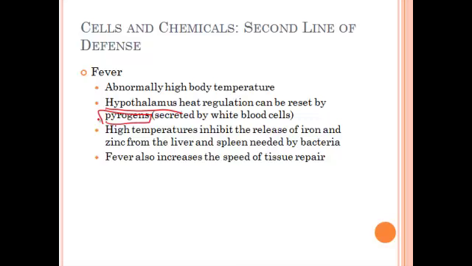And it's a good thing, because there's a number of things that fever does. It increases the metabolism of the body, increases the speed of tissue repair. Then also it inhibits the release of iron and zinc from the liver and spleen. These are minerals that are needed by the bacteria that are infecting us. And so it keeps them from growing and developing as well. And then once our infection is gone, the hypothalamus will move that thermostat back to its previous spot, and we'll be back to normal. But again, this fever is not part of the inflammatory response. This is still a second line defense, but it's a different mechanism that's going on.